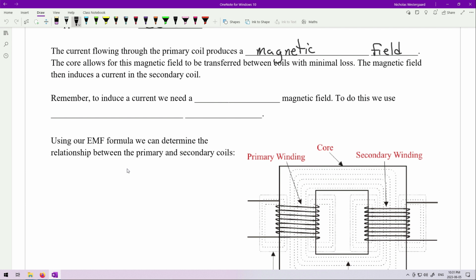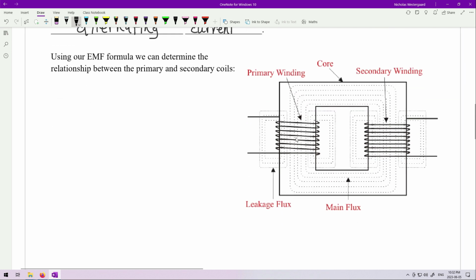But you might say, Mr. Westgard, hold on. To induce a current, you don't just need a magnetic field, you need a changing magnetic field. And so how do we do that? How do we make this magnetic field constantly changing? You might remember that we actually produce our electricity with rotating loops through magnetic fields. That produces alternating current. Alternating current is constantly changing current, which means the magnetic field produced by the primary coil is constantly changing, and this constantly changing field is moved through the core into the secondary coil.